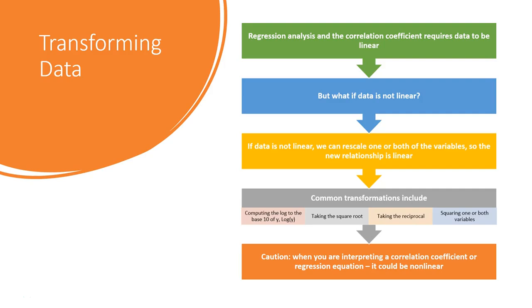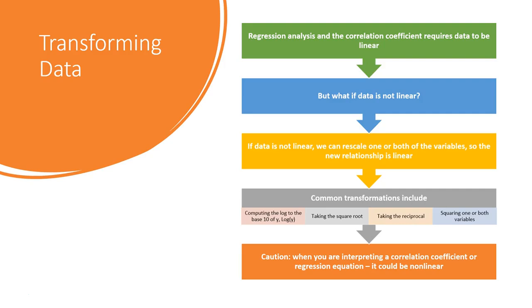Another thing we need to think about is maybe transforming our data. Sometimes our data doesn't quite do what we need it to do. When we're looking at regression analysis, the correlation coefficient will require the data to be linear. What if your data is not linear? If your data is not linear, we can then rescale one or both of our variables so that we can force a linear relationship.